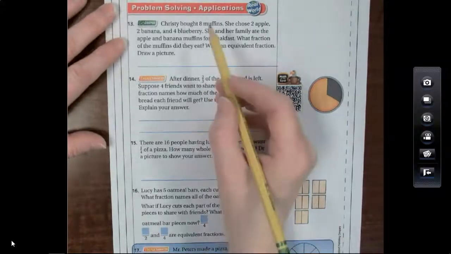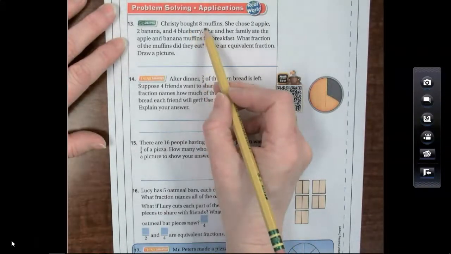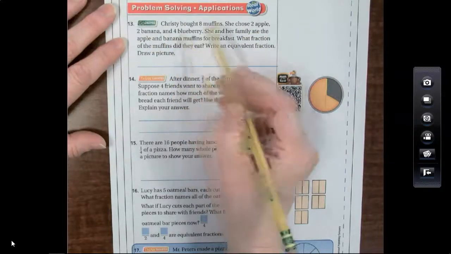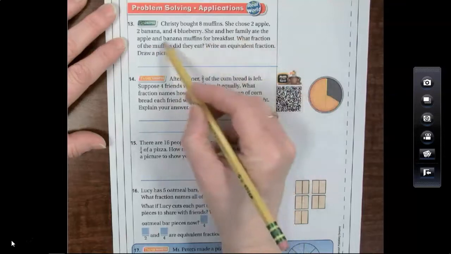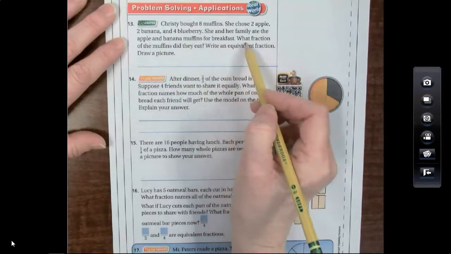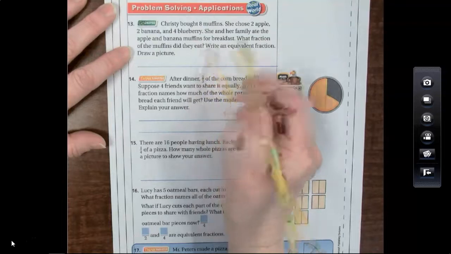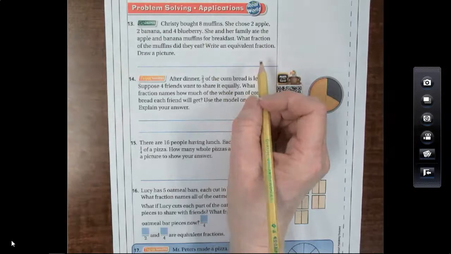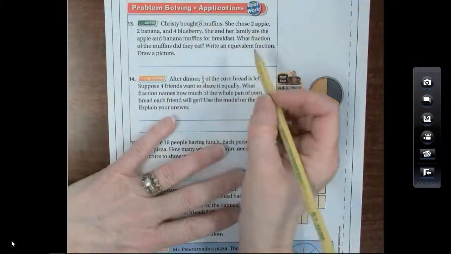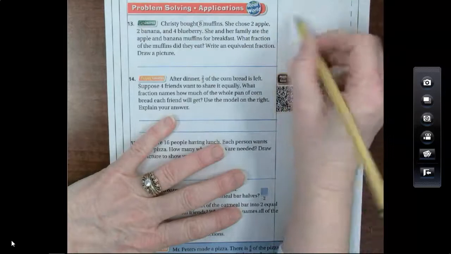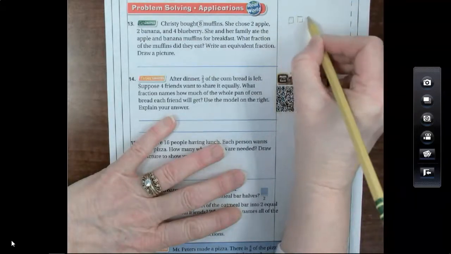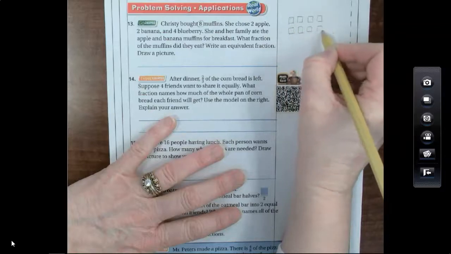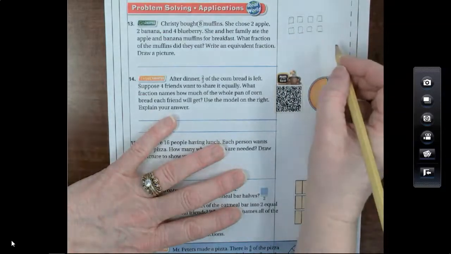Okay, it says Christy bought 8 muffins. She chose 2 apple, 2 banana, and 4 blueberry. She and her family ate the apple and banana muffins for breakfast. What fraction of the muffins did they eat? Okay, write an equivalent fraction, draw a picture. Well, she has 8 muffins, so let's do 8 muffins. 1, 2, 3, 4, 5, 6, 7, 8. Those are my little square muffins.